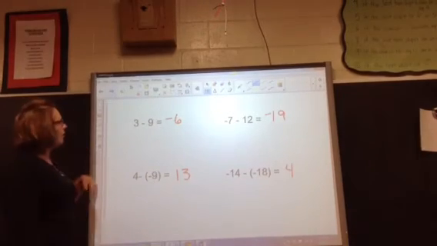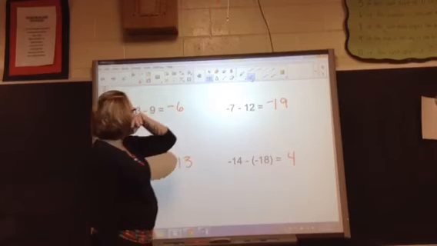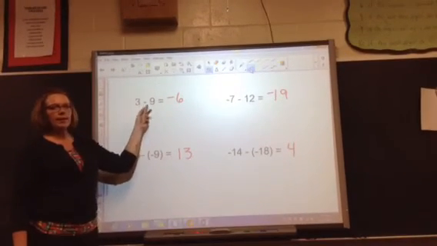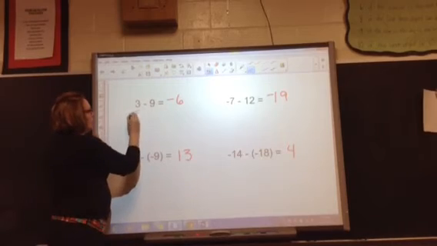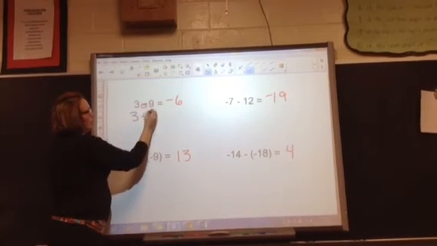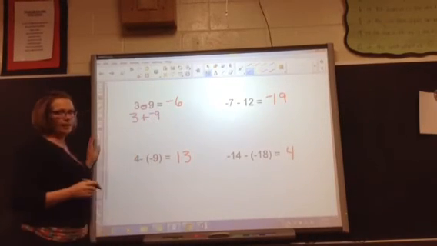All right, so hopefully you have gone ahead and solved these 4 problems. So I just want to talk them through with you. This first example, 3 minus 9, remember the rule of addition is to change the subtraction to addition, and then the next number is the opposite. So I really have 3 plus a negative 9.